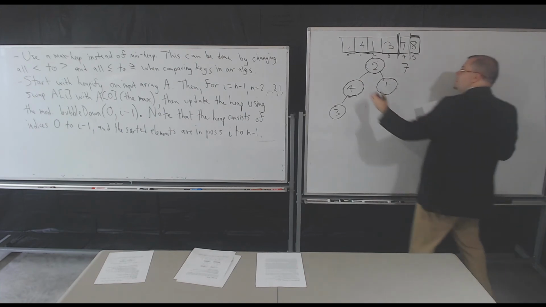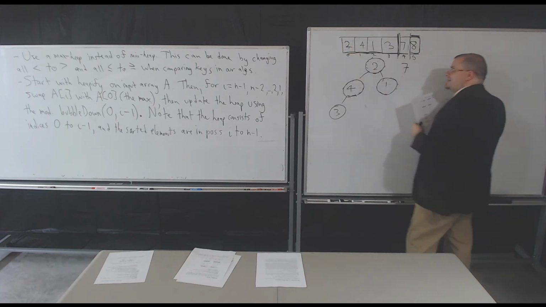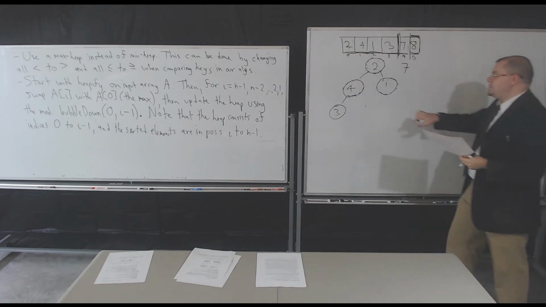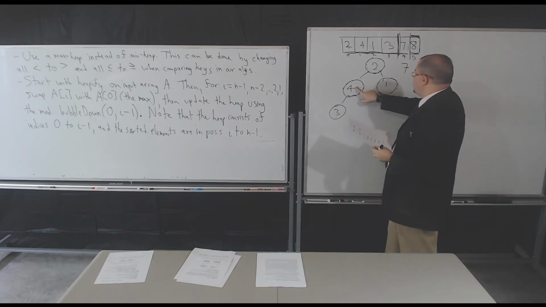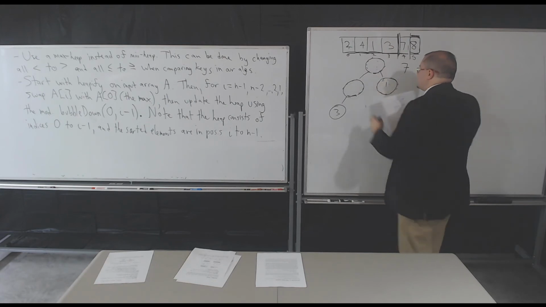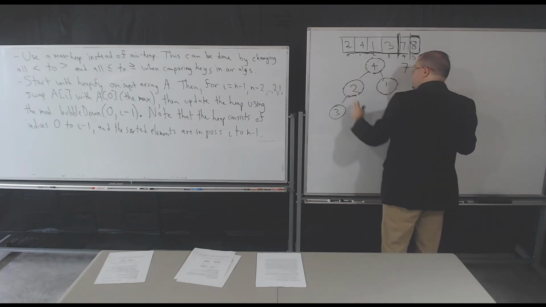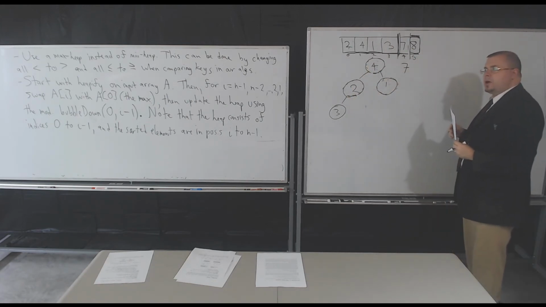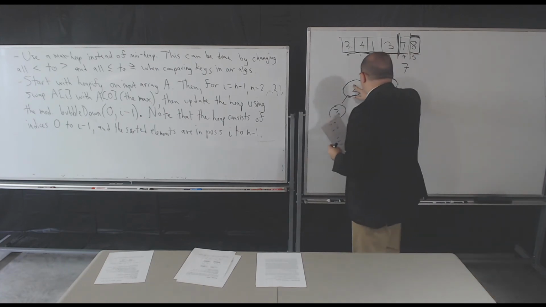So 2's up here. Do I have a max heap? No, I don't. I take the larger of the 2 children. So 4 goes here. Do I have a max heap yet? No, I bubble down more. I need to bubble down more.